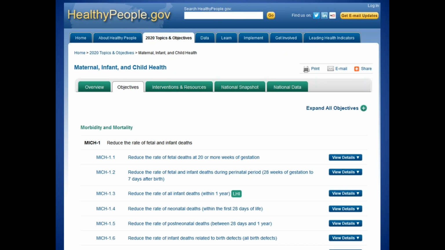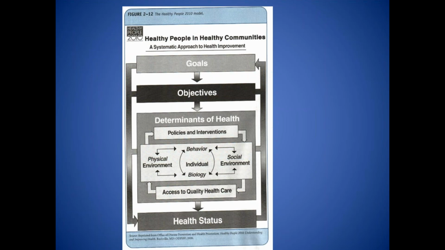Reduce the rate of fetal deaths at 20 or more weeks of gestation. Reduce the rate of fetal and infant deaths during perinatal period. Reduce the rate of all infant deaths within 1 year, and so on. And as you can see, if you went to the website, at the far right, there's a button you can click for additional details on each of those objectives.